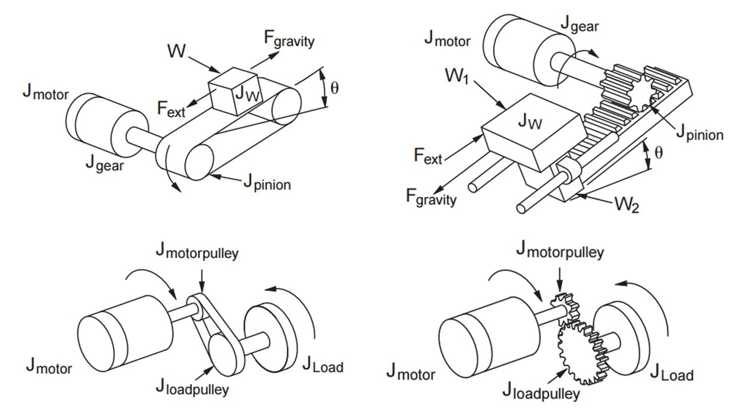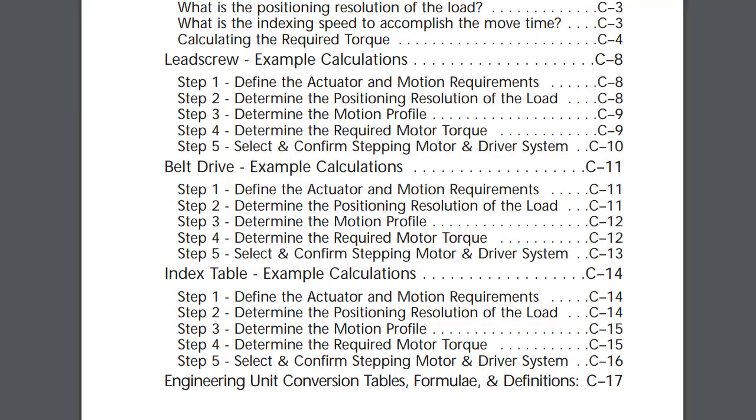The only difference is you're not going to find a lot of the inertia values for pulleys and indexing tables, so you will have to fall back to the equations in the user manual to calculate those. The good news is there are step-by-step examples in the user manual showing you exactly how to do it for all three: linear slides, belts and pulleys, and indexing tables.